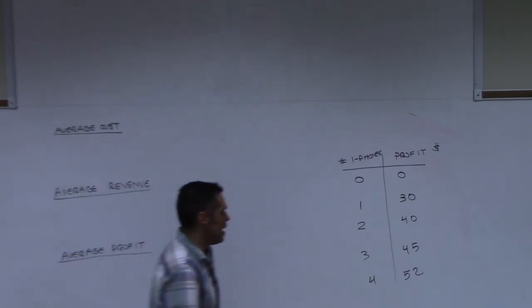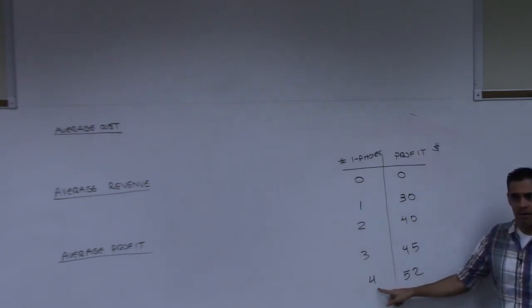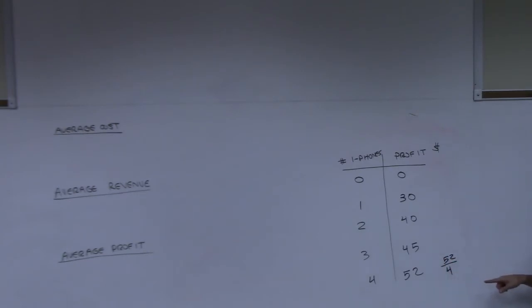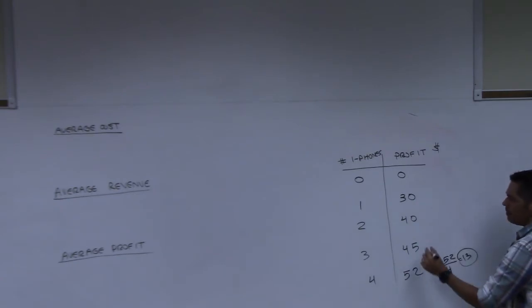So how much did I make? 52. How many phones did I sell? 4, right? So if I take 52 and divide it by 4, what is that? 13, right? I get 13. That means I made $13 per phone. Yes? How about right here?